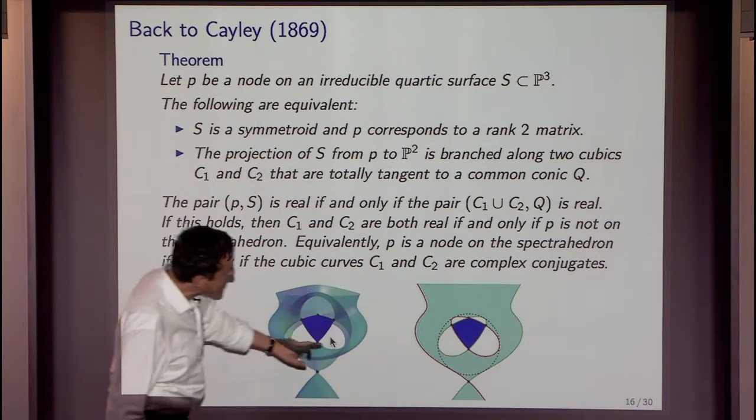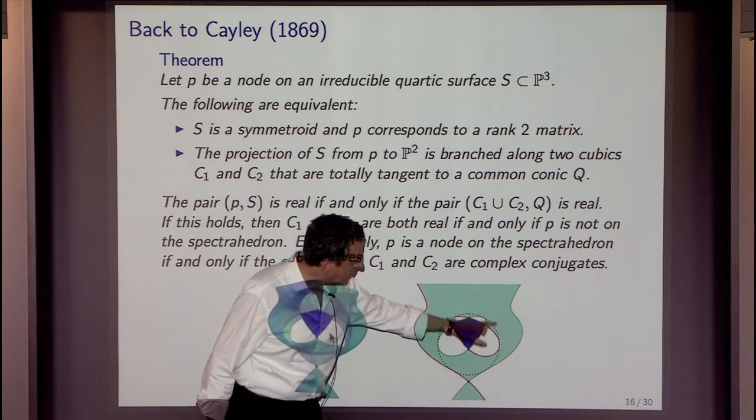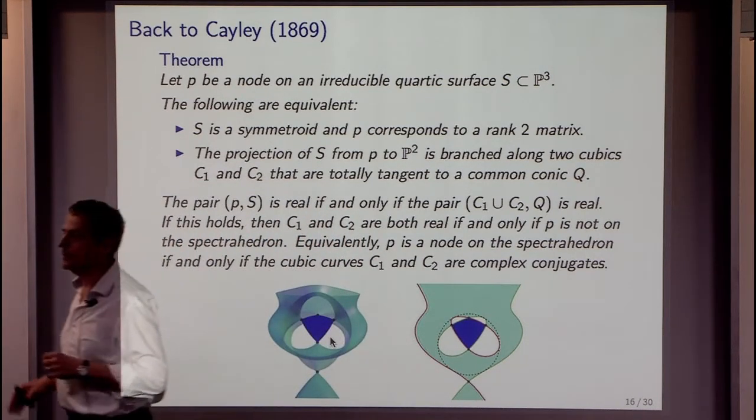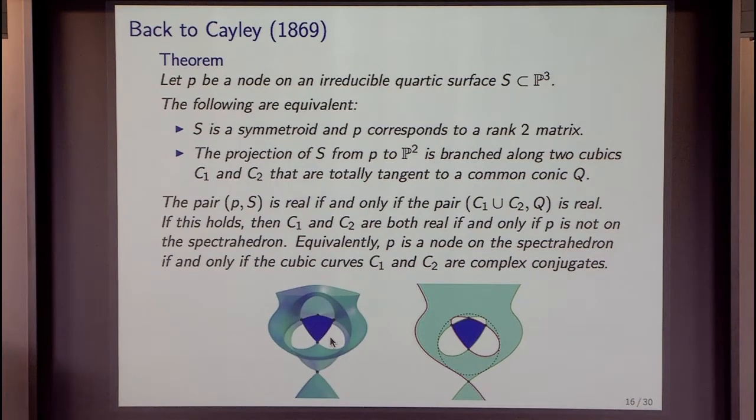Totally tangent means that the cubic curve meets the conic in 3 double points. So in general, if a cubic meets a conic in the plane, they will meet in 6 points, but here they meet in 3 double points. So this was known to Cayley. The little new addition is what happens over the real numbers.